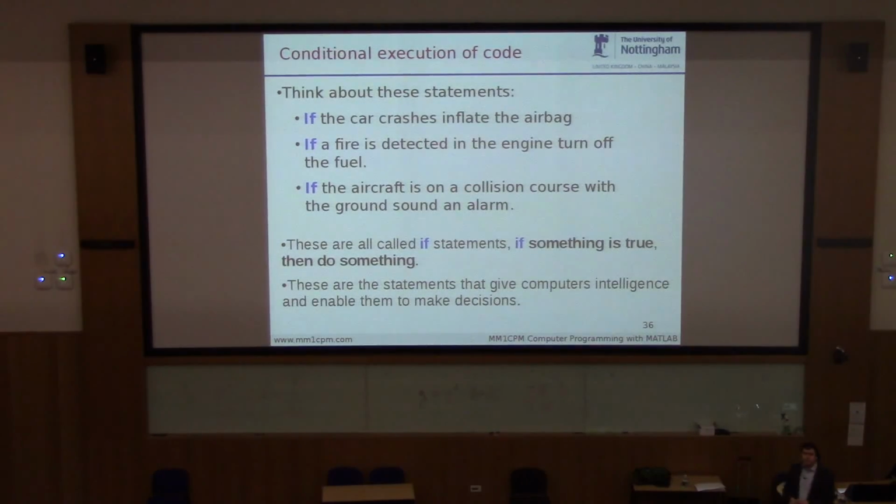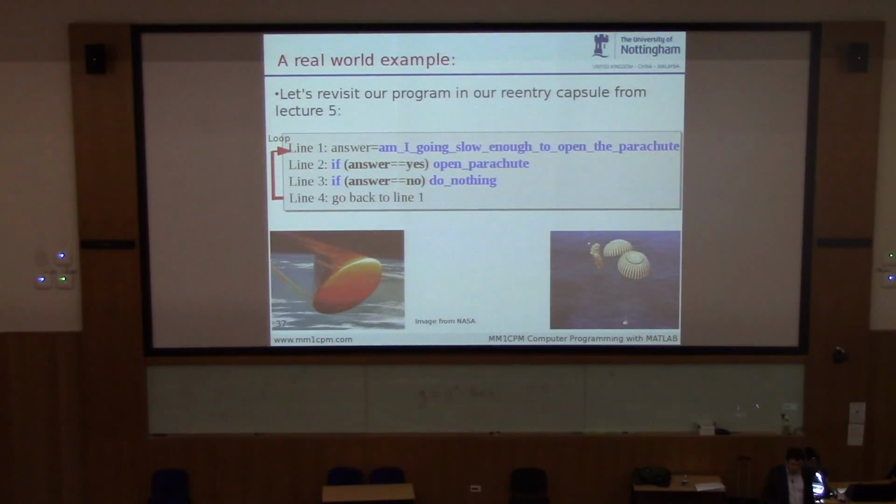These are the statements that give your computers intelligence. Whenever a computer decides something, like whether to take a measurement, or whenever a computer makes a decision, it uses an if statement. We've already met if statements before. We had this rocket, this space capsule descending into the sea. And the program went like this, this pseudocode. Am I going slow enough to open the parachute? If answer equals yes, open parachute.